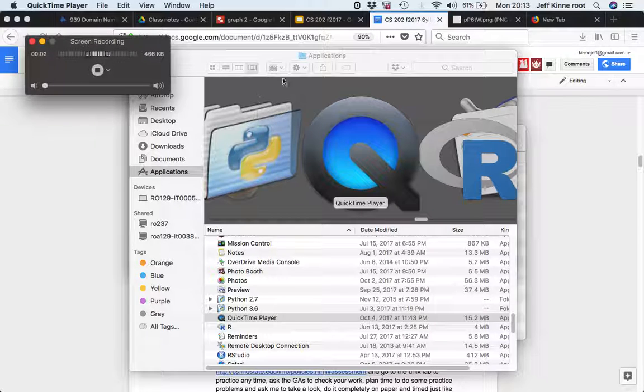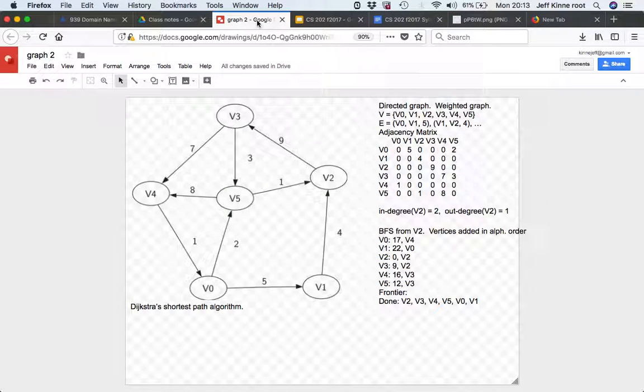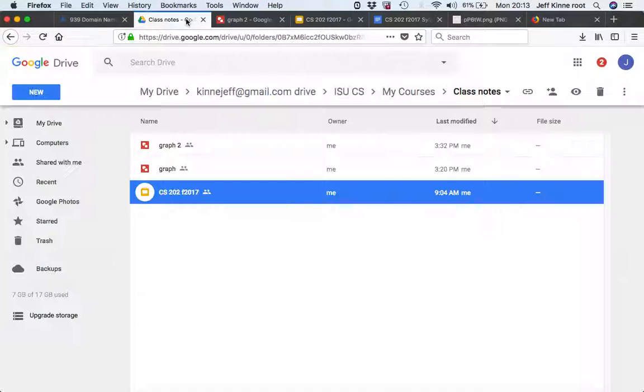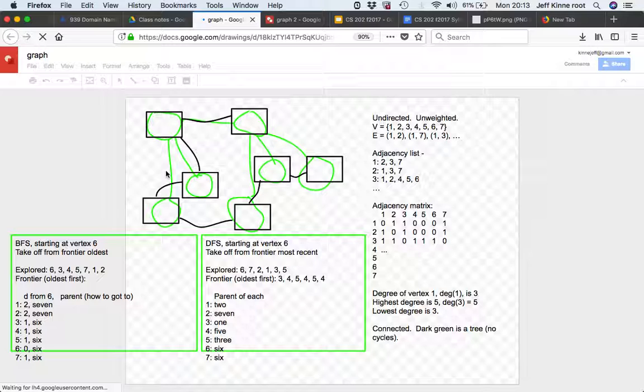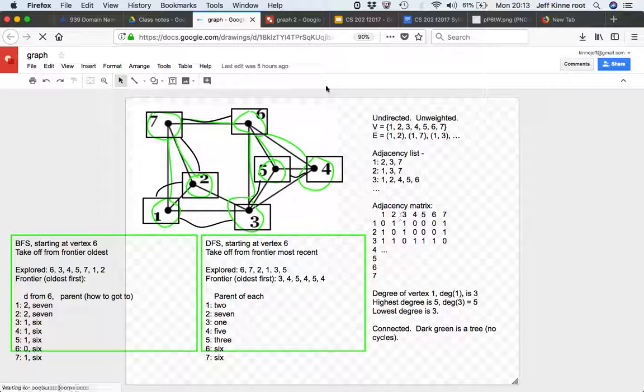Okay, this is going to be looking at graphs part 2. We did a part 1 where we looked at this graph, breadth first search, depth first search, and some vocabulary related to that graph. Alright, we'll start with a new example here.